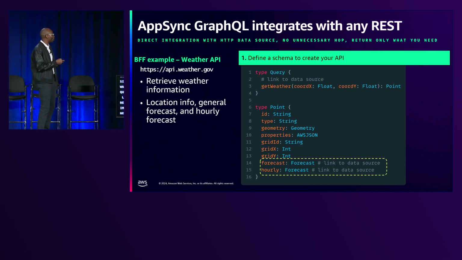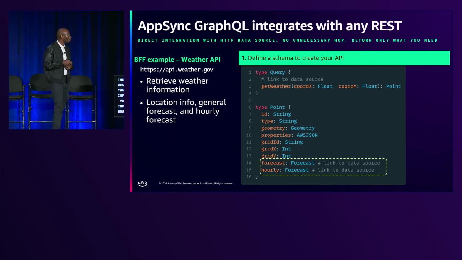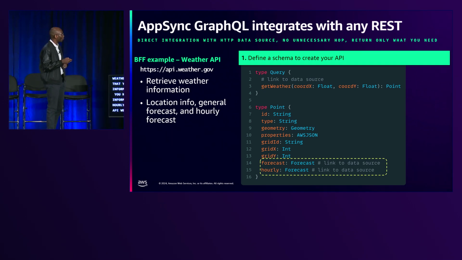Your requirement is that you need to retrieve weather information, you need to retrieve location information, general forecast, and hourly forecast. If you use the api.weather.gov API, this is not something that you can do in a single request. So you can implement a BFF to do this in a single request for your application.